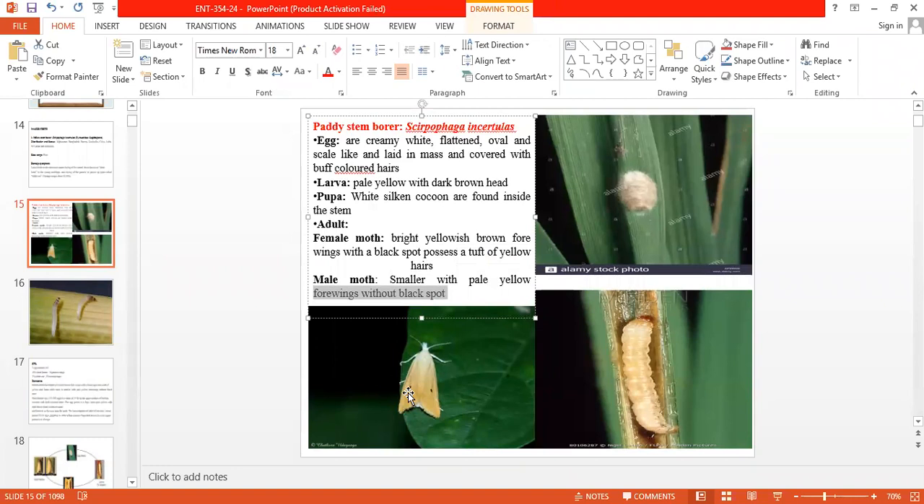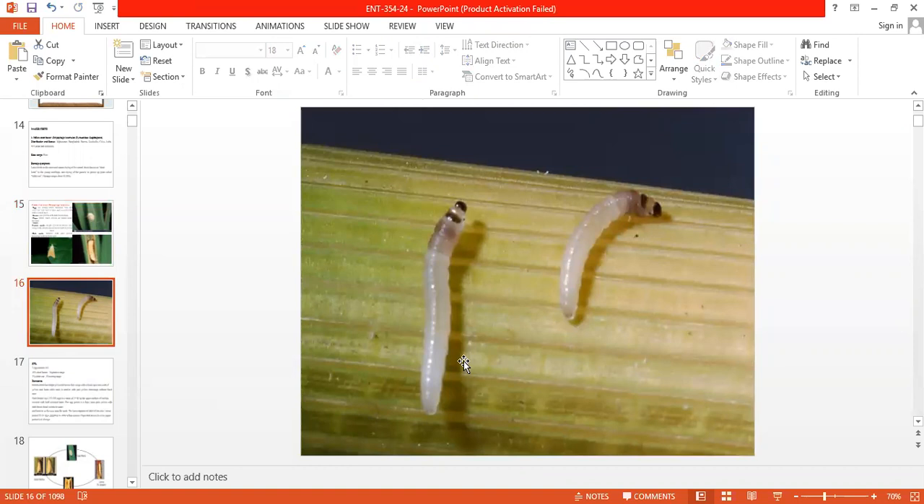In the female, there are two black spots on the forewings, and in the male, the forewings are without black spots. So this one is the larval stage, mainly pale yellowish in color with a dark brown head.